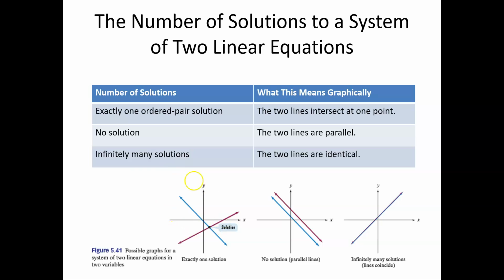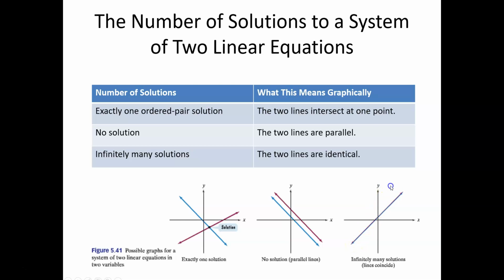There can be one solution, no solutions, or infinitely many solutions to a system of two linear equations. You cannot cross more than once. Like you can't cross twice. Two straight lines can't cross twice. Either they're just crossing, or they're parallel, so they never cross, or one line is just laying on top of the other line.